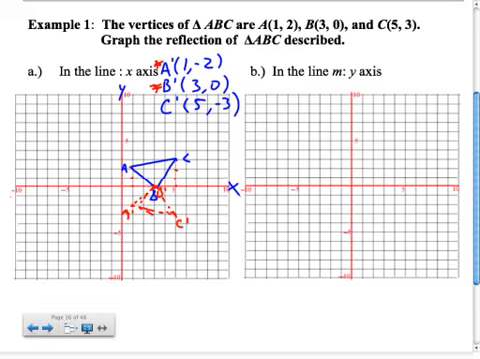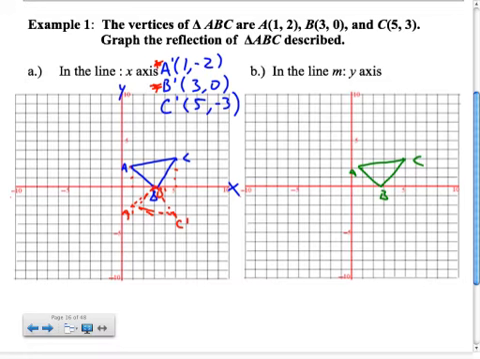For B, same idea, except now we're going to reflect over the y-axis. So I'm still going to start with my same points: (1, 2), (3, 0), and (5, 3). So here's A, B, and C. Now I've got to go over the y-axis. Again, coordinate rules or counting. If I give you a graph, I think counting's easier. It doesn't really matter.